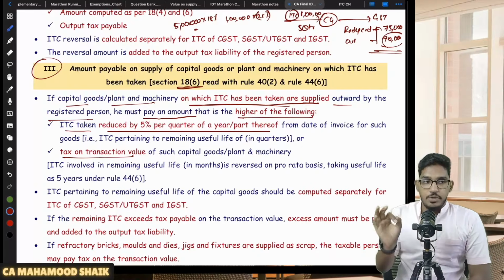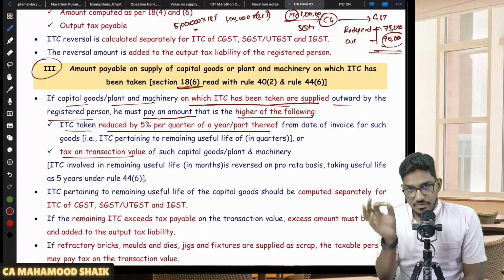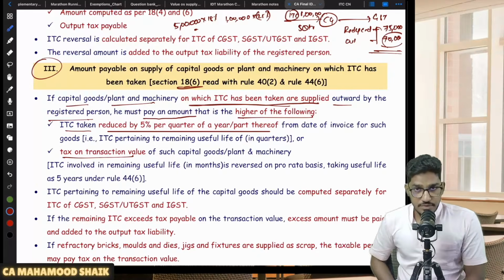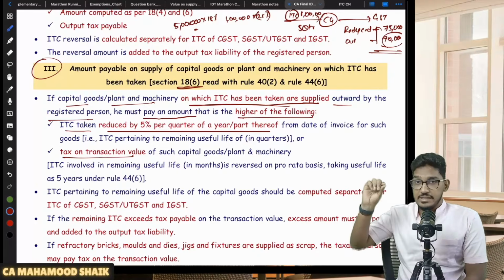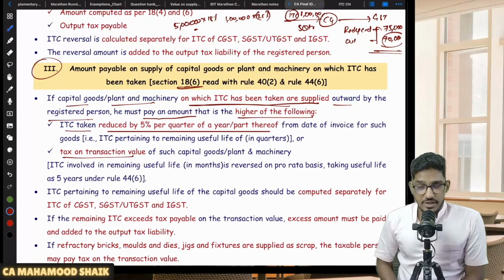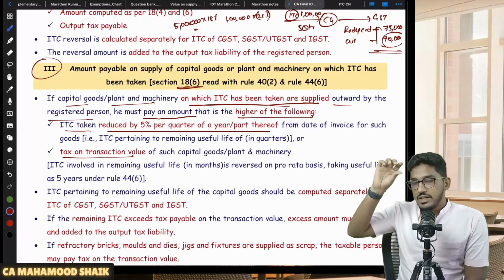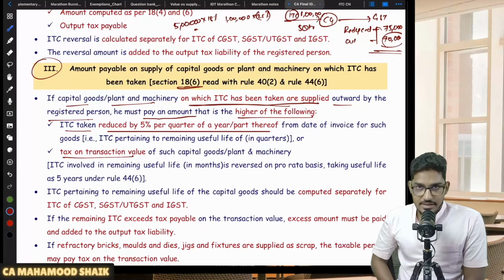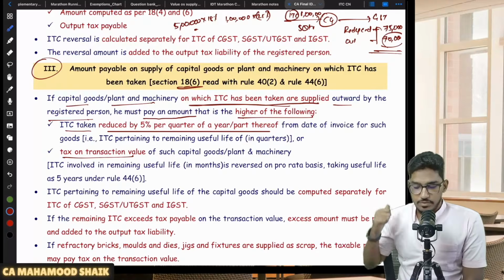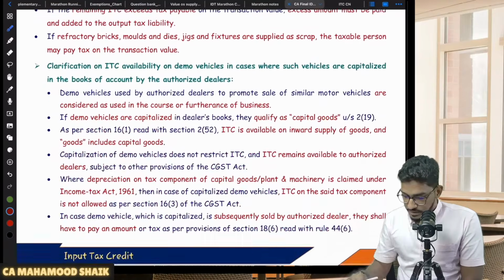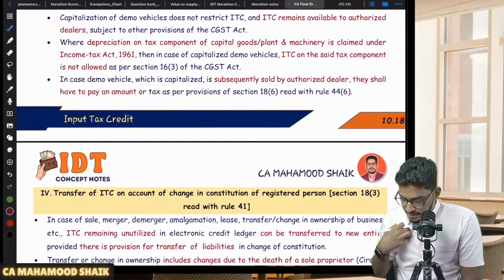So this is one special provision in case you are making a supply of capital goods on which you have availed input tax credit. How much amount of GST are you required to pay, reduced ITC or tax payable on the transaction value? How to calculate the reduced ITC? Reduce it by 5% per quarter or part thereof, so that you will get reduced ITC. That reduced ITC you compare with tax on transaction value. Whichever is higher, that much amount you will be required to pay. Clear? Understood? Right. That's all here regarding this.